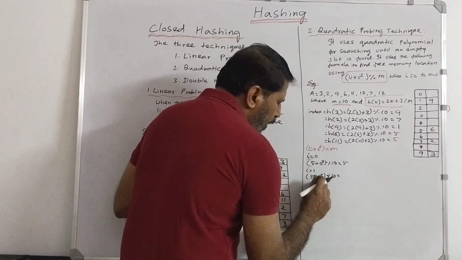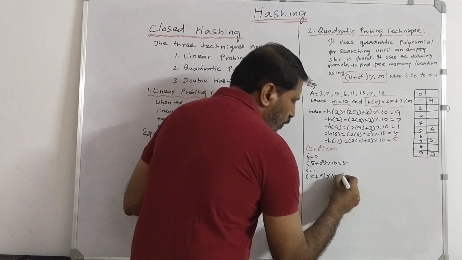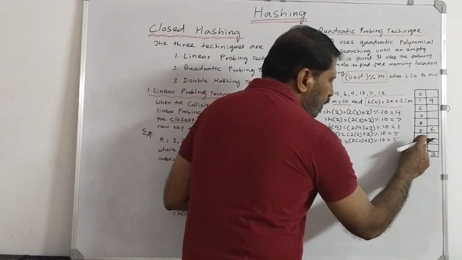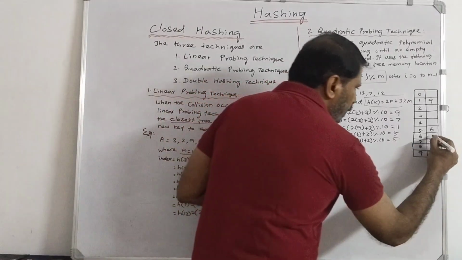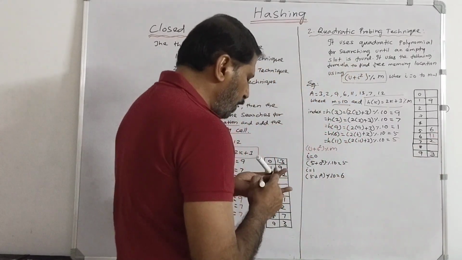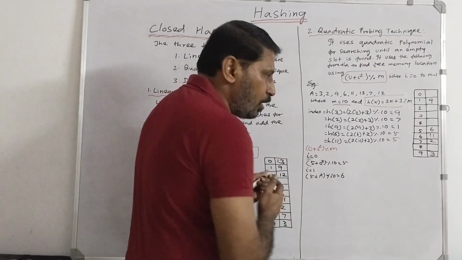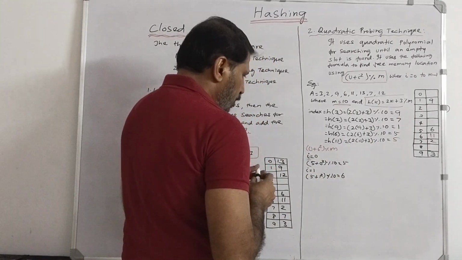What is 1 5 plus 1 square? 1 square is 1, and 5 plus 1 is 6. 6 modulo 10 is 6. So we go to the 6th location and we store this number 11 there, because it is free. Through this formula we are finding the new location, and in that new location we are storing the next number.